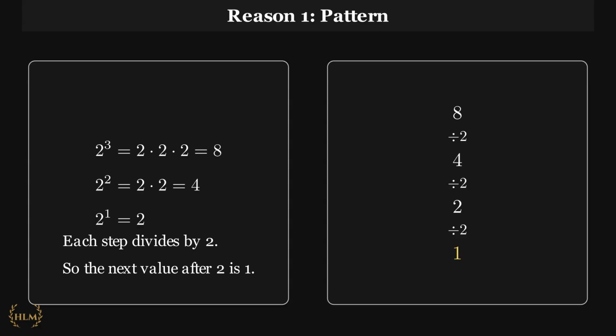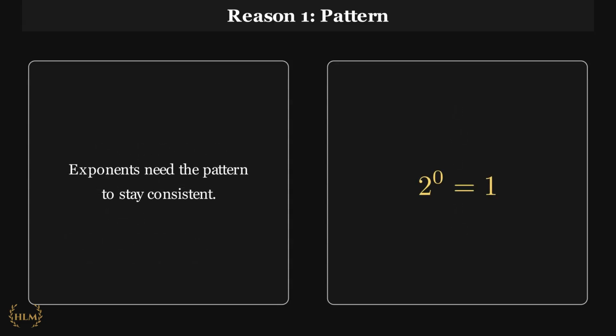8 divided by 2 is 4. 4 divided by 2 is 2. And then the next step should be 2 divided by 2, which is equal to 1. So therefore, 2 to the power of 0 should be equal to 1. So logically, this pattern needs to stay in order for exponents to actually function in math. In this particular concept of exponents, you need it for it to function.